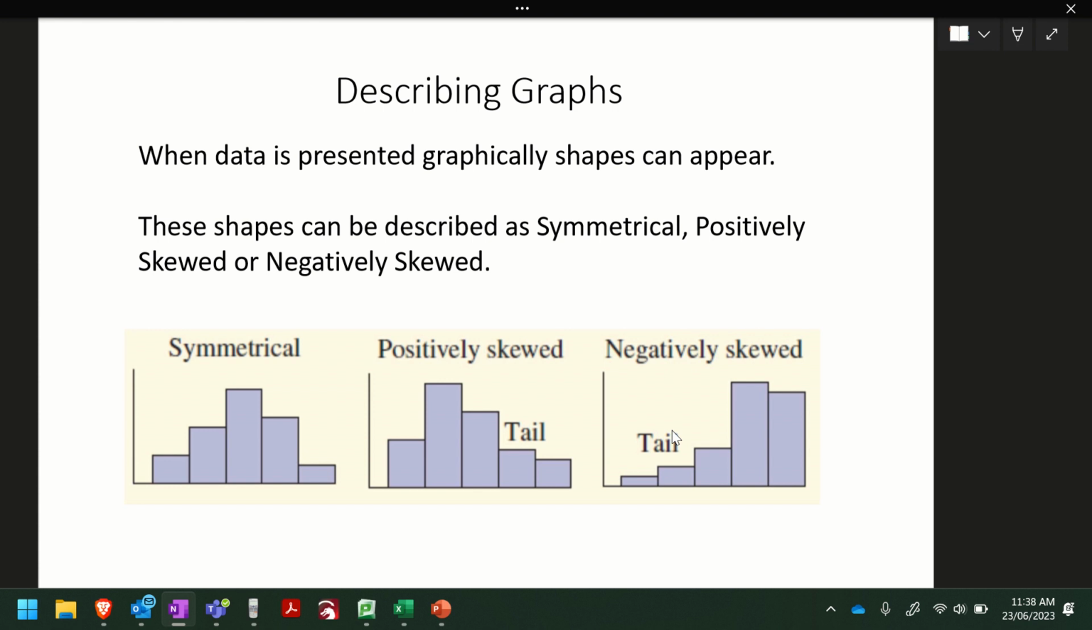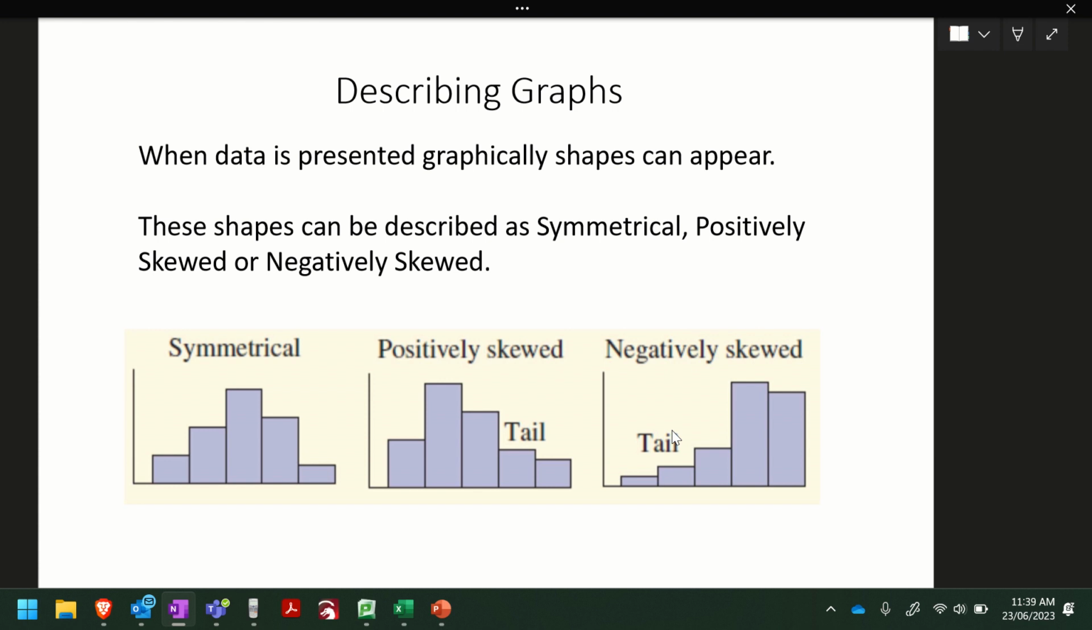All right, shapes. So when it comes to shapes, you're only really looking at three different types. We want you to be able to describe three different types. And the shapes basically talk about how the data is laid out. Is there more data on the lower end, or is there more data on the higher end, or is the data sort of even in the middle? Or in the middle of the overall data.